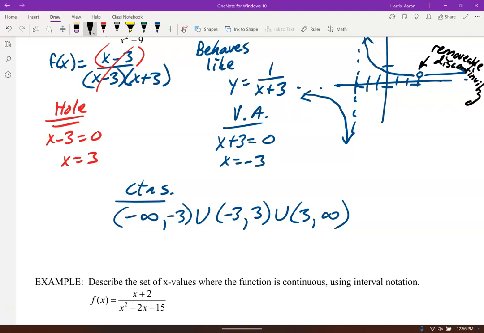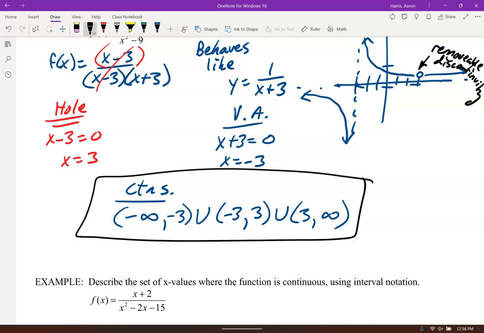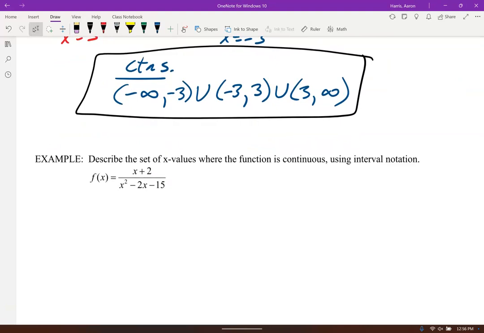The other one's a non-removable, right? Where the asymptote is non-removable. So I don't know, did we really need the picture? Probably not, but it's nice to look at it that way. I would probably do most of my rational functions similarly.